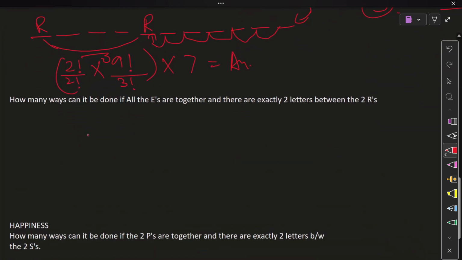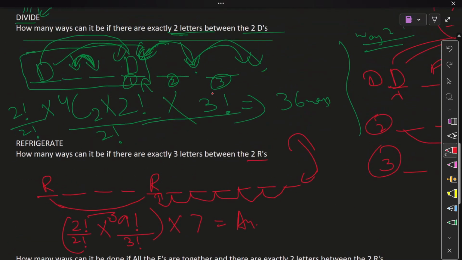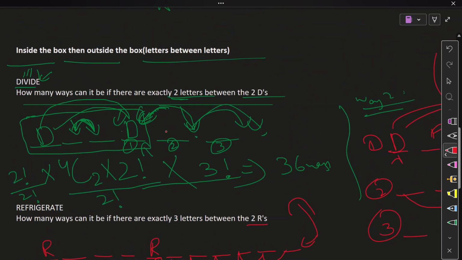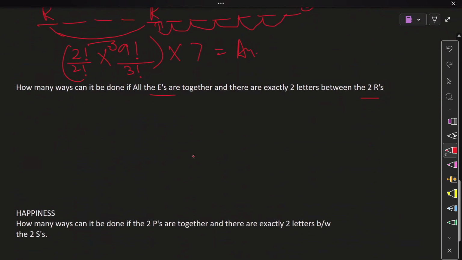Moving on. How many ways can it be done if all the E's are together and there are exactly 2 letters between the two R's? Now, this is a very specific question. I think I've seen this question twice in recent years. Very important question and very important technique. And you're going to understand why I want you to employ this method, right? So let's get into it.